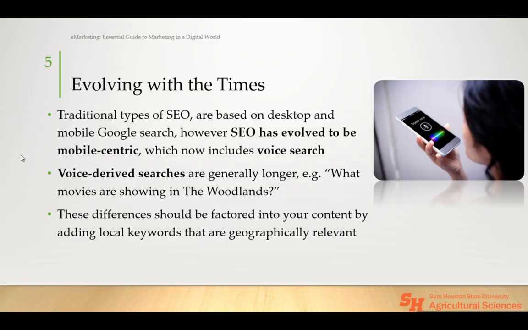Traditional types of SEO are based on desktop and mobile Google search. However, SEO has evolved to be more mobile-centric, which now includes voice search. Voice-derived searches are generally longer. What movies are showing in The Woodlands might be a question your user might ask. These differences should be factored into your content by adding local keywords that are geographically relevant.